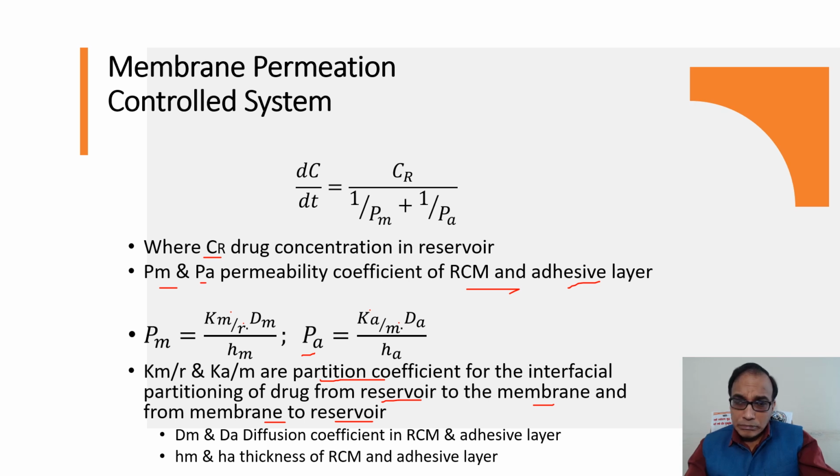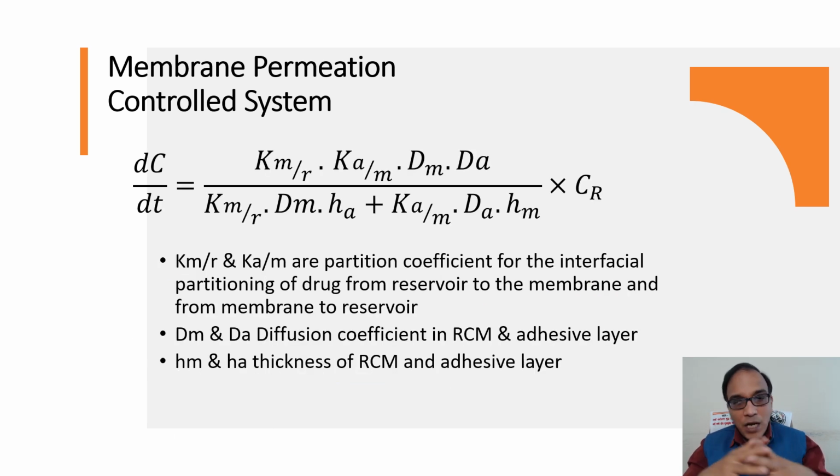Dm and Da are the diffusion coefficients of the membrane and the adhesive layer. Hm and Ha are the thicknesses of the rate controlling membrane and adhesive layer. So you must mention these definitions when you are discussing the systems. So always remember this equation.